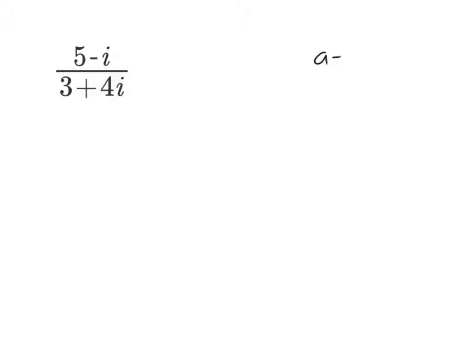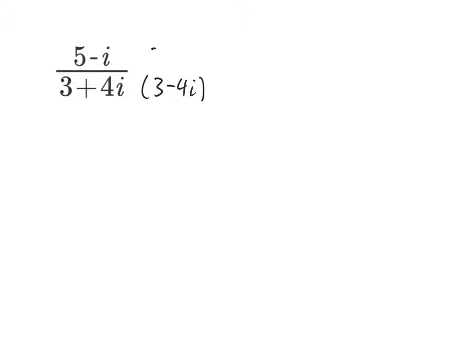Conjugate: if you have an a plus b, the conjugate is going to be a minus b. It's not the opposite. The opposite would be negative a minus b. That's not what we're talking about. So we need to multiply by the conjugate. And if you multiply by the conjugate, I'll show you in just a second what it does.